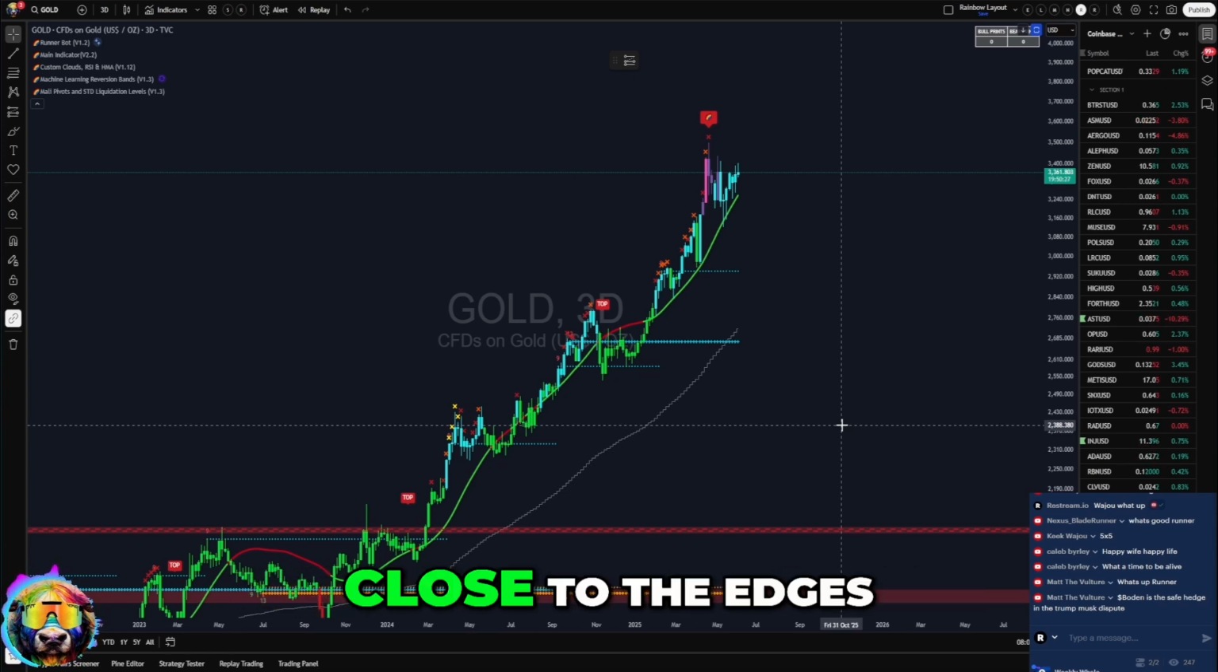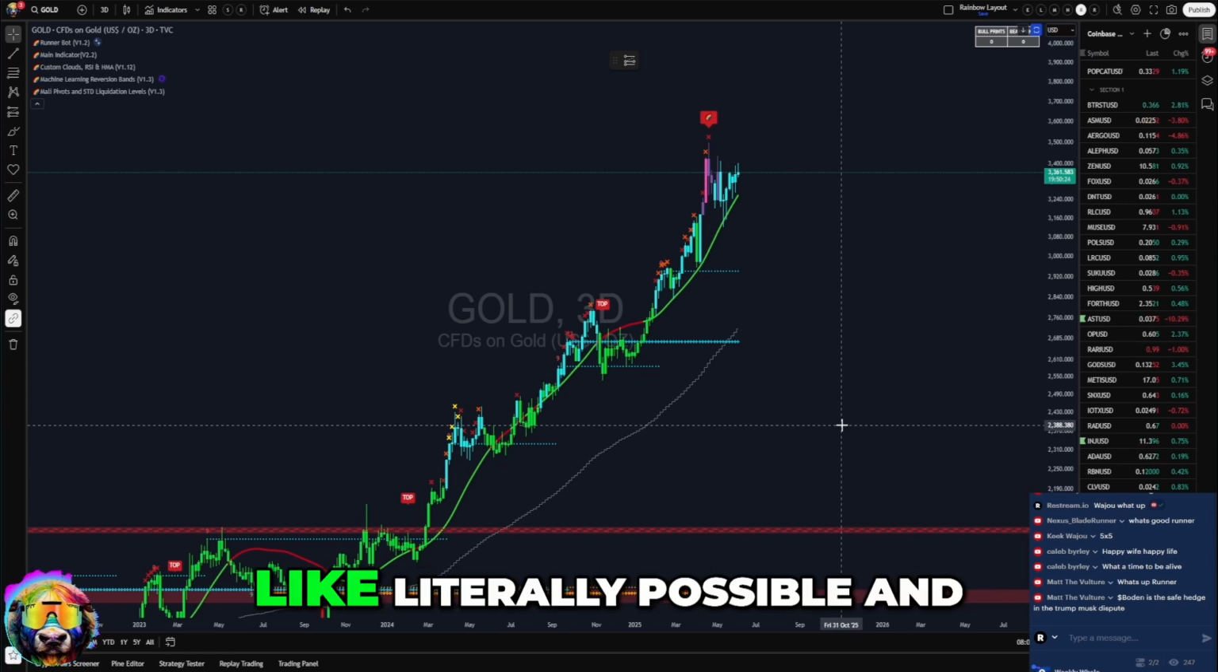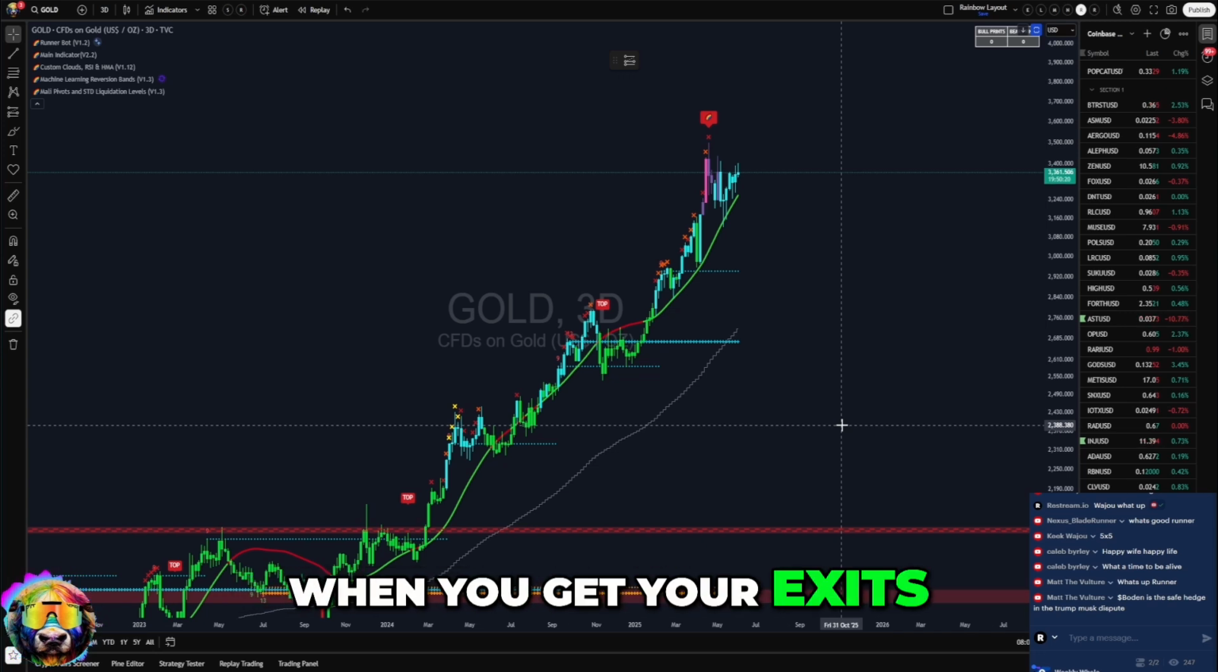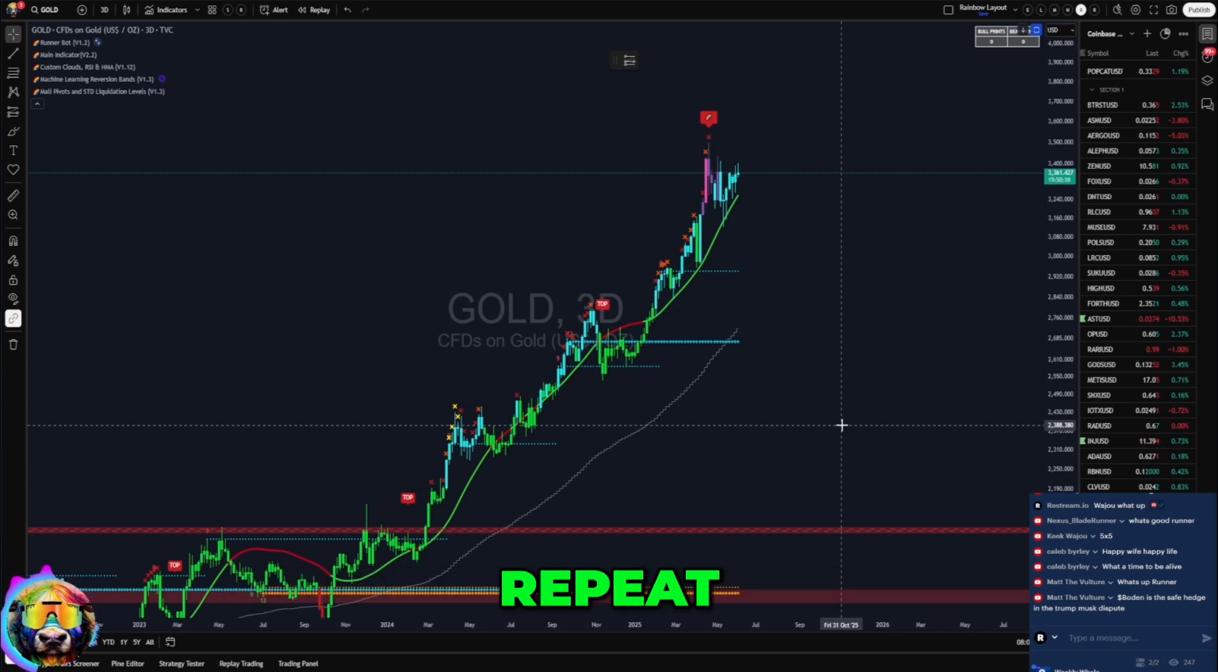And when you get close to the edges of what's possible, like literally possible and back tested, that's when you get your entry and that's when you get your exits. You flip that around, bang, bang, bang, rinse, repeat. And that's what these whales do.